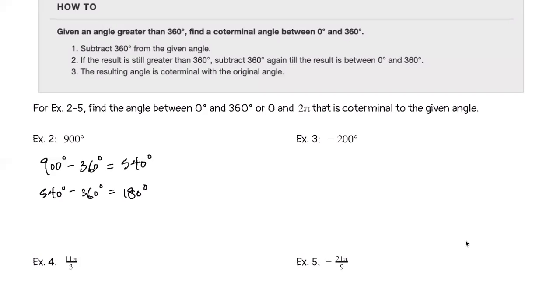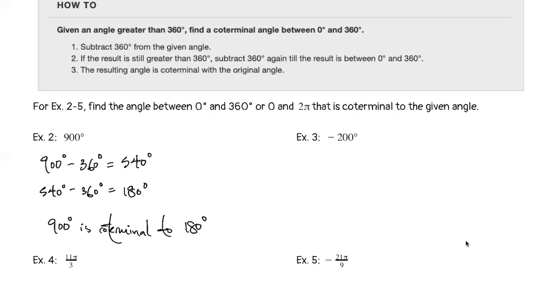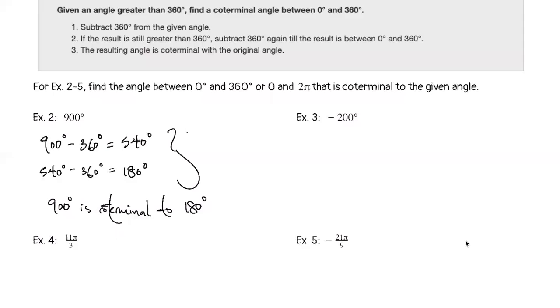So that means that 900 degrees is coterminal to 180 degrees, okay? Meaning that if I stopped at 180 or I went around the circle 2 times and then I stopped at 180, I would be at the same place, okay? So this means I went 2 extra times around the circle, okay?